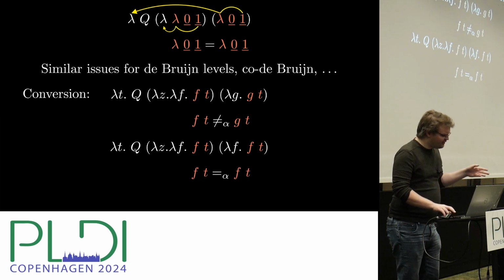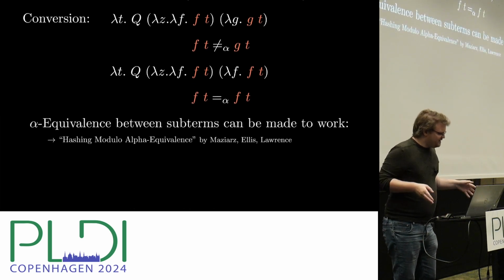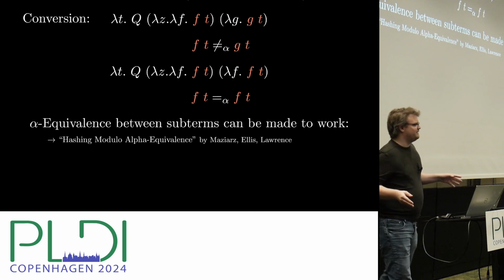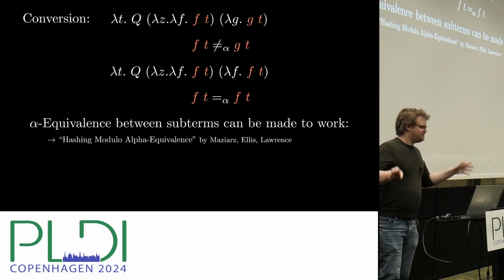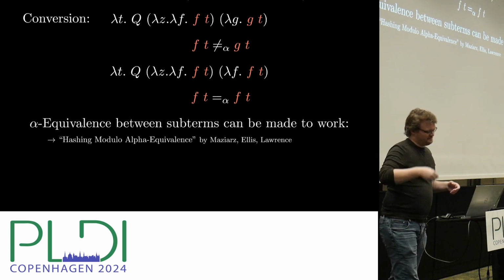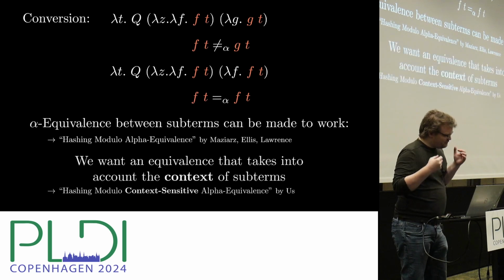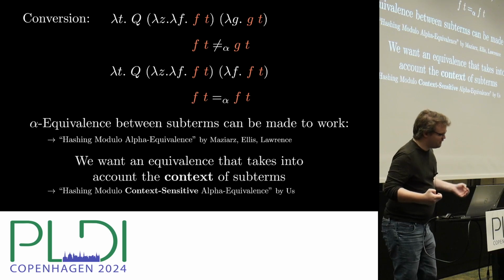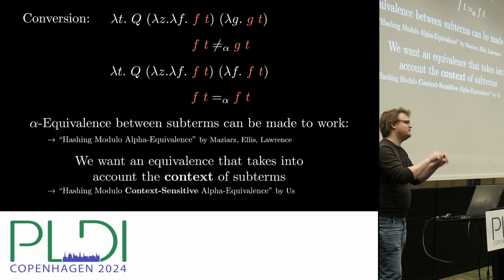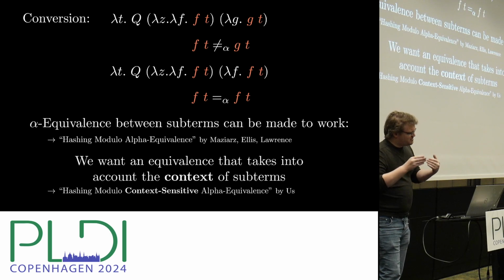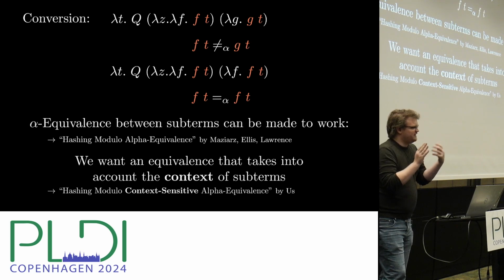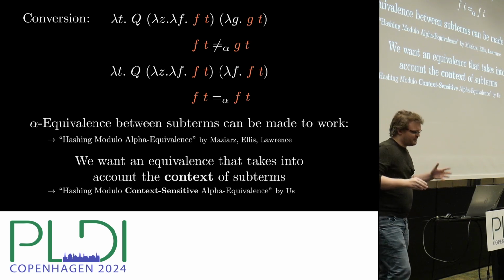And a couple of years ago at PLDI, these people made it work. They did hashing modulo alpha conversion. And there's a paper you should definitely read. But we want hashing modulo context-sensitive alpha equivalence. So we want to take into account in what kind of context our terms occur, so that we don't get these strange properties where if I narrow a term, suddenly they're not equal anymore while they were before.